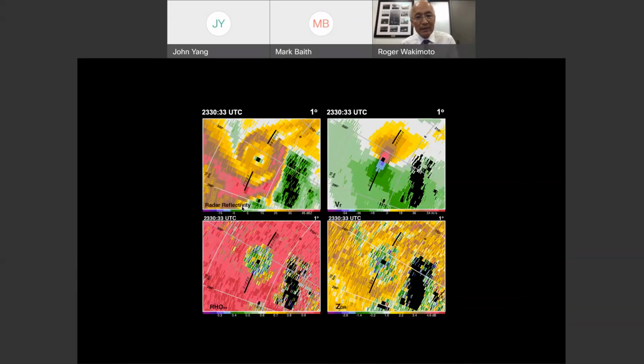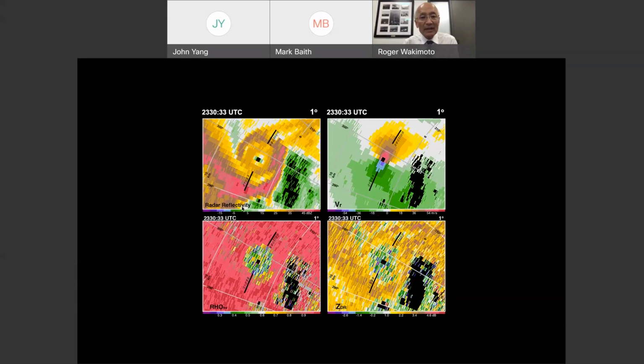So this is the time where the blue arrow was pointing, 23:30:33. This should look very much like that tornadic debris signature. You see the hook echo on the top left with a weak echo hole. You see on the top right another rotational couplet associated with this tornado. I'll skip the bottom right because that's ZDR, which is not as spectacular as the rho HV on the bottom left, where there's the debris cloud. This is a horizontal scan at 1 degree.